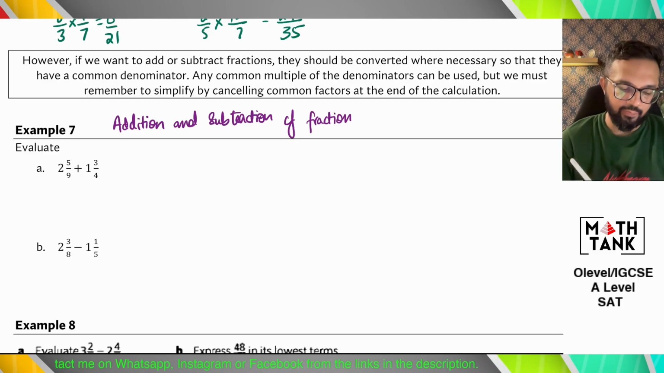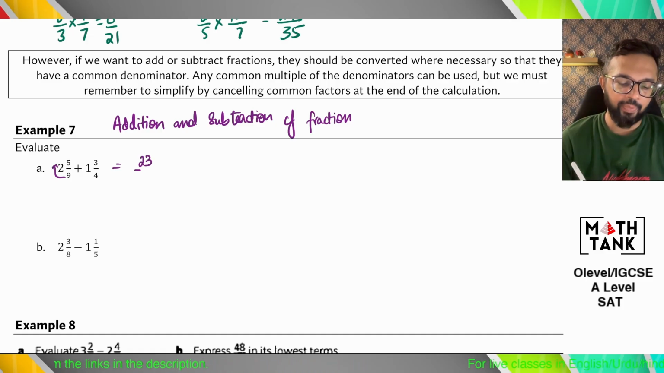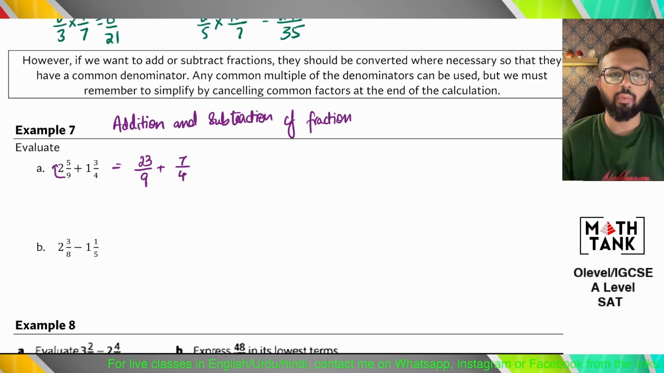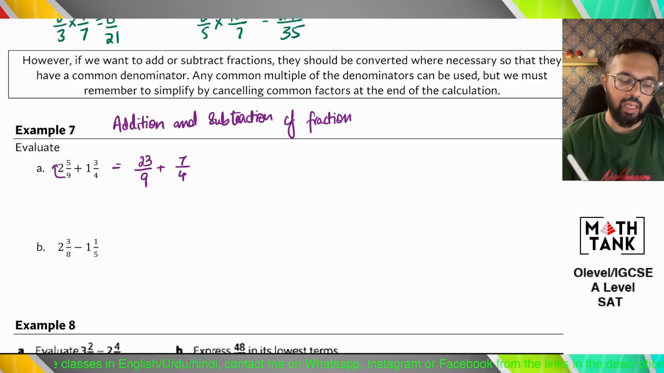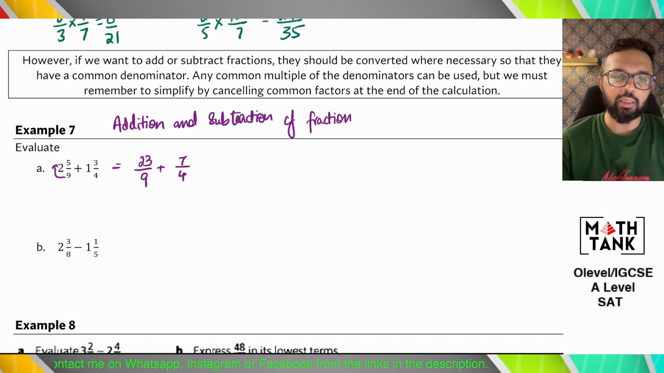What that means is, let's first convert that into improper fractions. 9 times 2 is 18, 18 plus 5 is 23. So what I'm basically trying to add is 23 over 9 and 7 over 4. For two fractions to be added together, the denominator must be common. What that means is that they must have the same denominator.